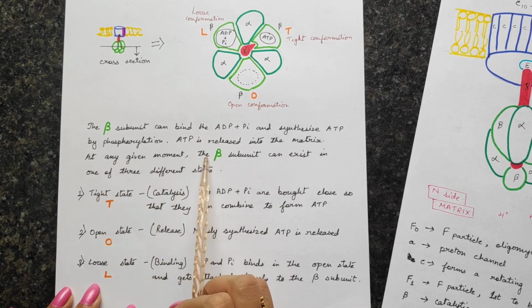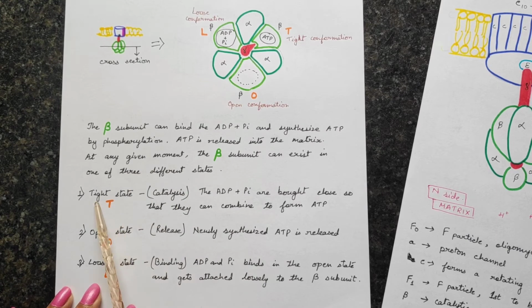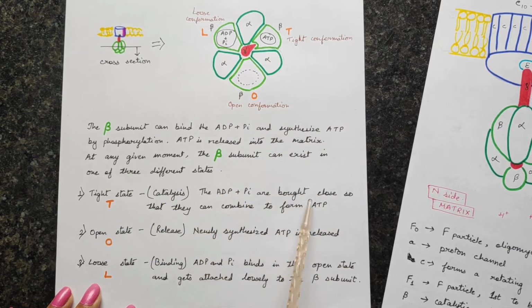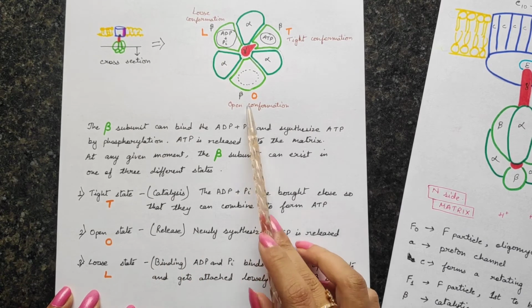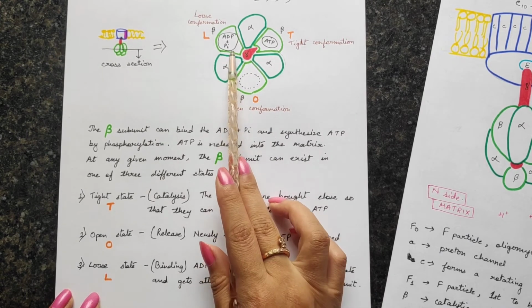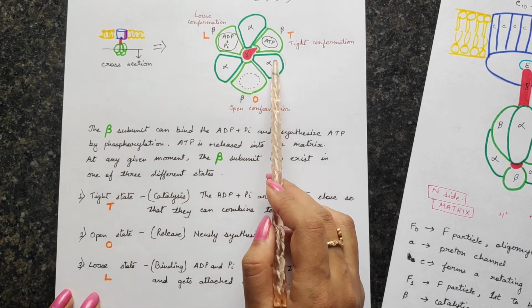At any given moment, the beta subunit can exist in one of three states. The T state, the tight state, is where catalysis takes place. The ADP and Pi are brought close so that they can combine to form ATP. The open state is the release state, in which newly synthesized ATP is released. And the loose state is where ADP and Pi bind. Actually they bind in the open state and get attached loosely to the beta subunit, and therefore they cannot come out of it until they have transformed into ATP.